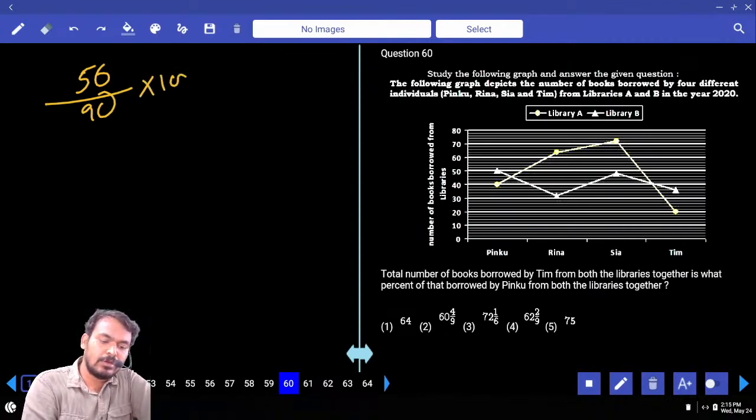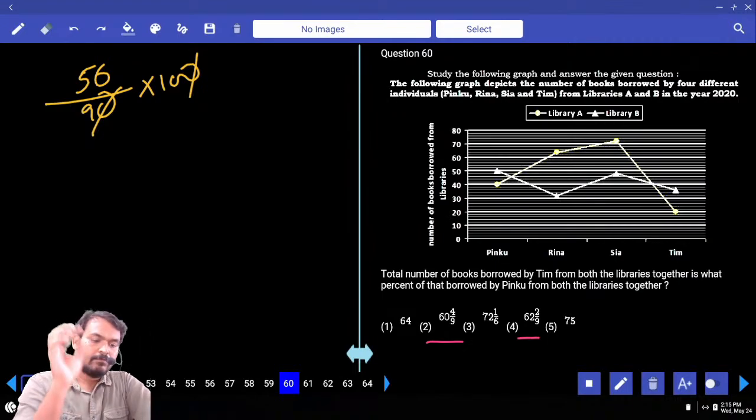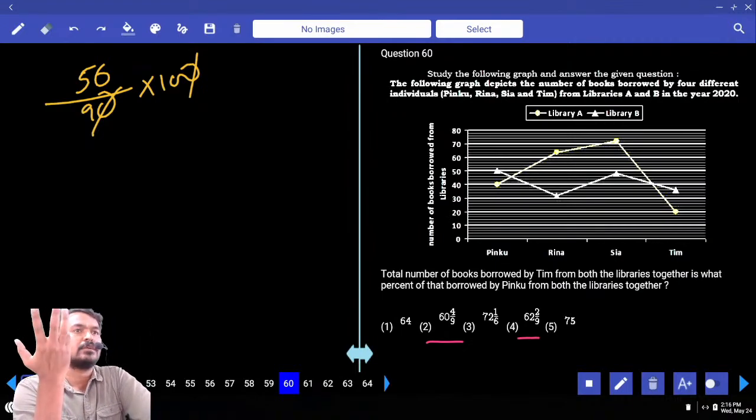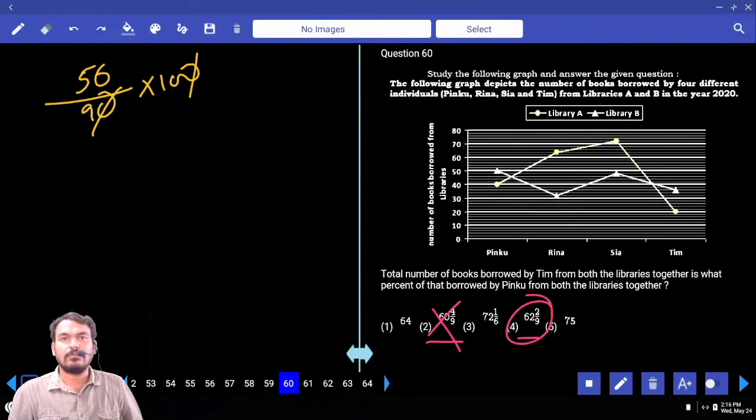56 by 90 into 100. 0 cancel. Denominator must be 9 or 100. How many options are denominator 9? 2 options are 100. 560 by 9 means more than 60 times or not? More than 60 times. Means second option not possible or not? Then answer fourth one or not?